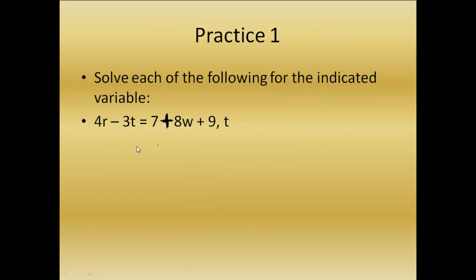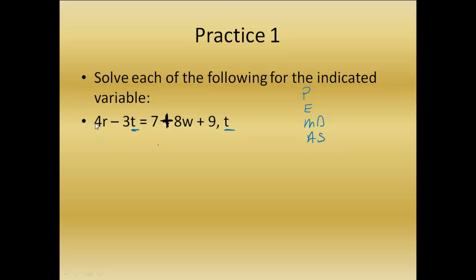Okay, here's our first set of practice ones. It says solve each of the following for the indicated variable. I have 4r minus 3t equals 7 plus 8w plus 9, and it wants me to solve it for t. So t is the variable that I'm going to try to isolate. I need to start getting rid of things that shouldn't be by the t. Remember to follow your order of operations, but we're undoing them, so we need to work backwards.